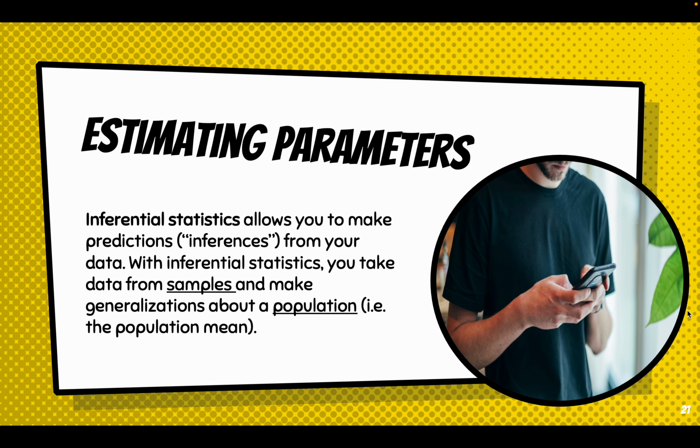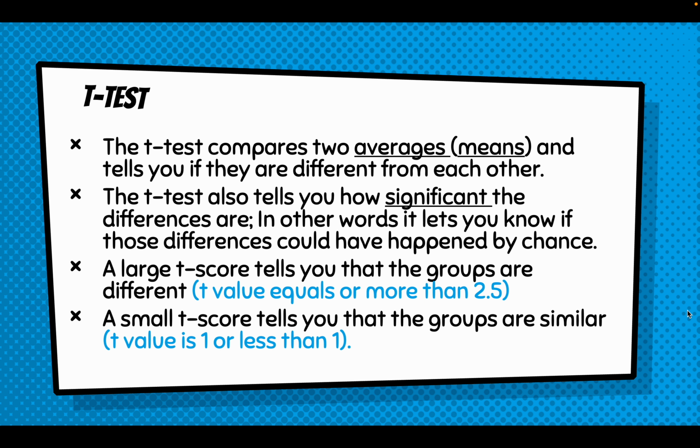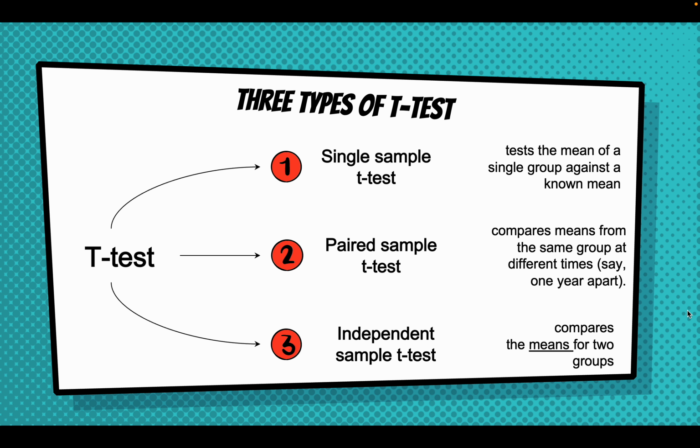The t-test compares 2 means and tells us whether the difference is real or due to chance. A large t-score shows a big difference, and a small t-score indicates groups are similar. There are 3 types of t-tests: single sample, paired sample, and independent sample. We'll explore all 3 using the Heavenly Delights Cafe dataset.